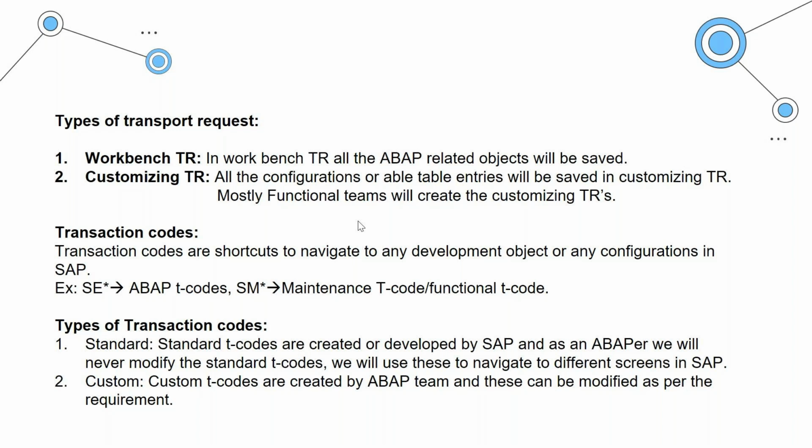You will not even get any requirement to change the standard T code. Never, you will never get it. Okay. Then custom T codes are created by the ABAP team, and again, as per the client requirement, we can create, change, delete the custom T codes.